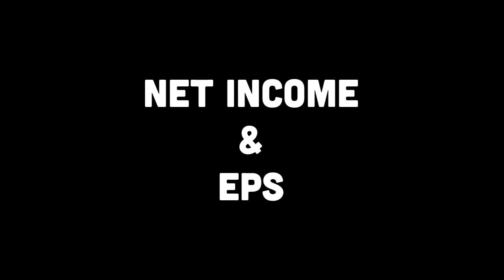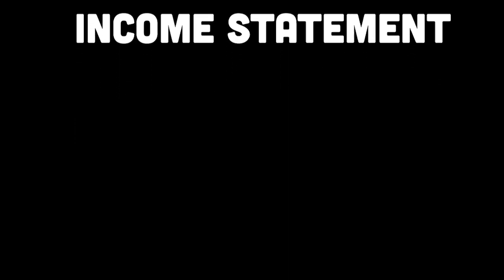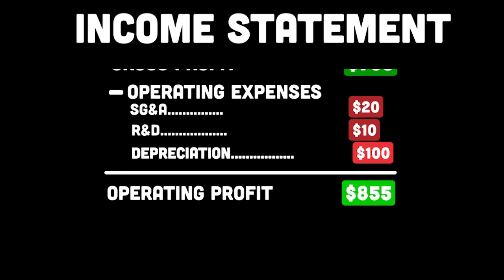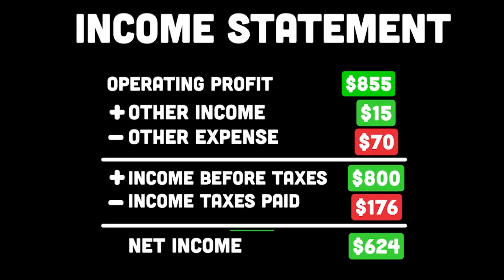Net income. Net income is the last line item on a company's income statement, which is why it's sometimes called the bottom line. To calculate net income, you take the total sales of a company minus expenses like cost of goods sold, selling, general, administrative, operating expenses, depreciation, interest, and taxes, add back in other forms of income, and then you get the bottom line.